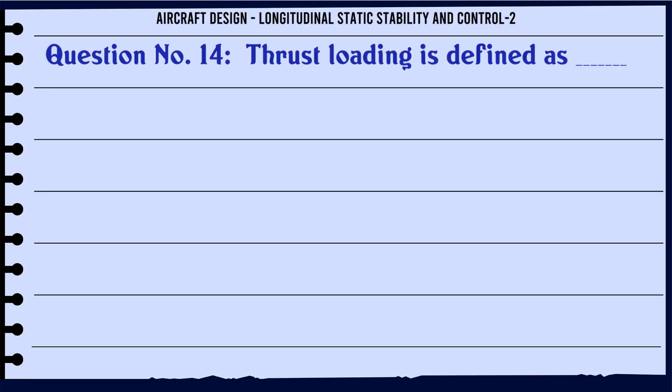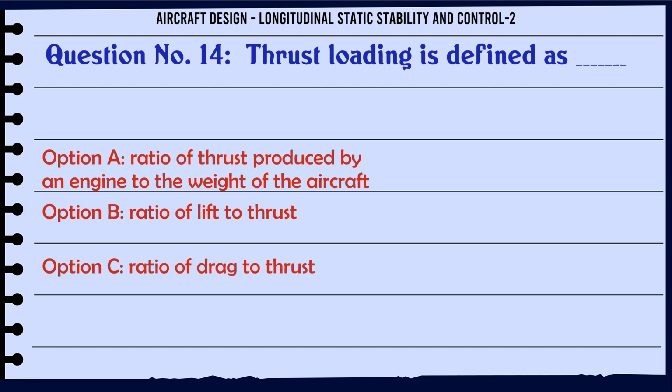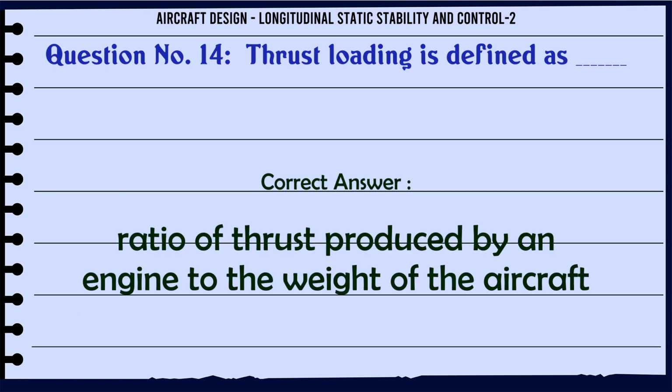Thrust loading is defined as A: ratio of thrust produced by an engine to the weight of the aircraft. B: ratio of lift to thrust. C: ratio of drag to thrust. D: ratio of lift to weight. The correct answer is ratio of thrust produced by an engine to the weight of the aircraft.